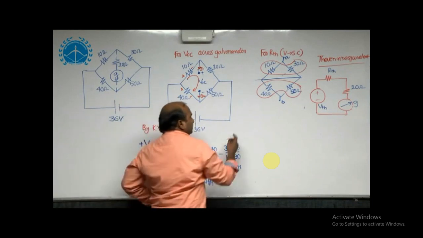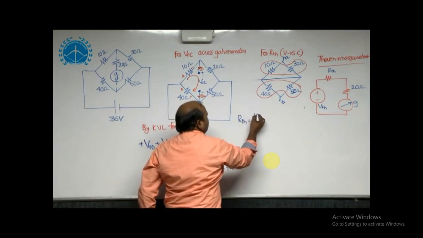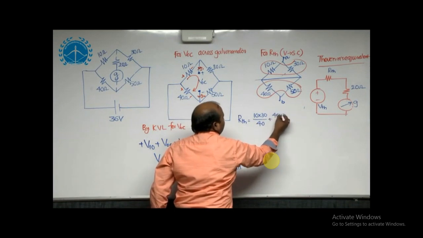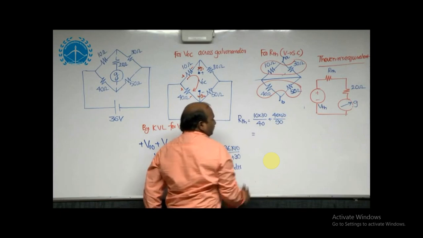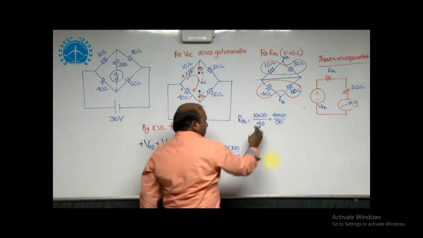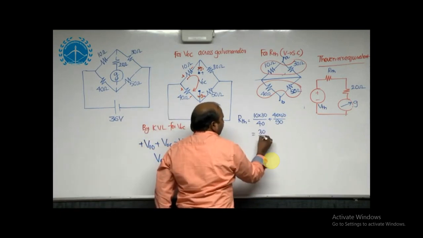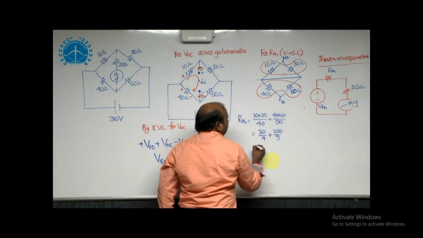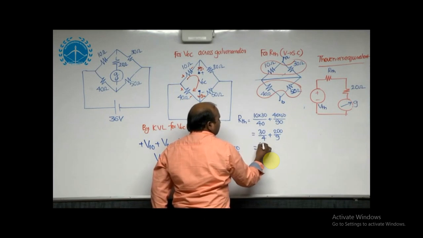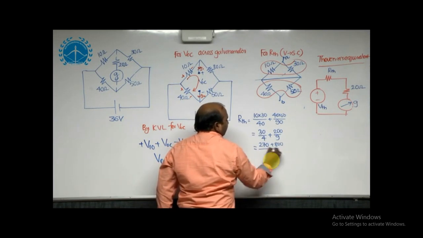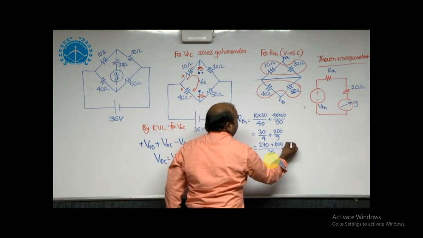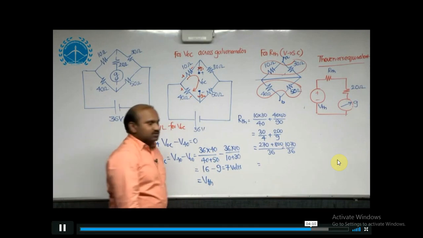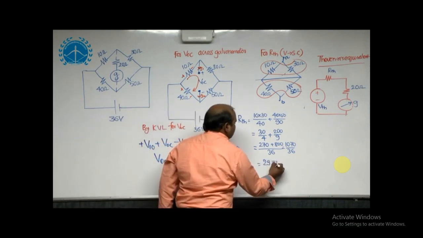Now R Thevenin's I can estimate by considering 10 into 30 by 10 plus 30, plus 40 into 50 by 40 plus 50, which is equal to 90. From this we are getting 30 by 4 plus 200 by 9. From this you are getting 270 plus 800 by 36, which is 10070 by 36. With this, the R Thevenin's value is equal to 29.72 ohms.